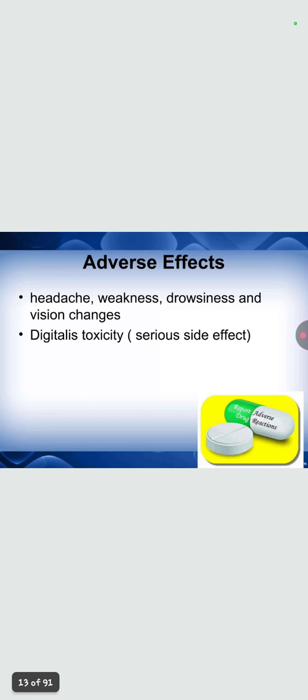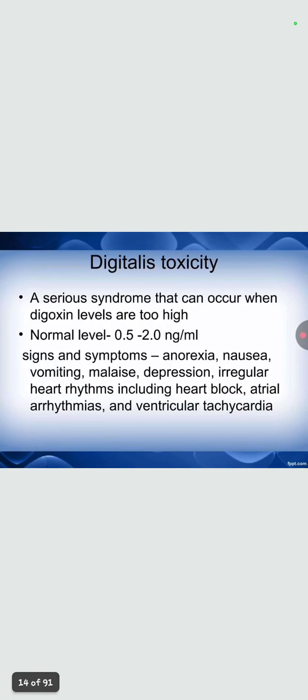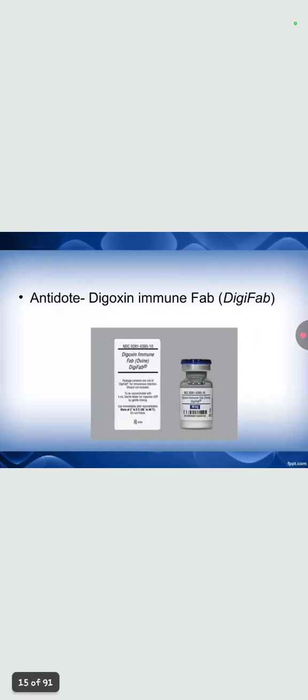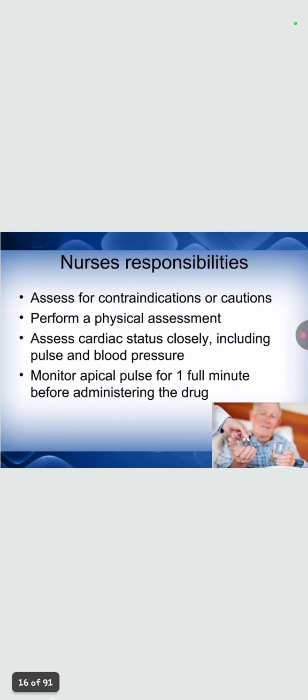Adverse effects include headache, weakness, drowsiness and vision changes. Digitalis toxicity is a serious side effect. Digitalis toxicity is a serious syndrome that occurs when the digoxin level is too high. Normal level is 0.5 to 2 nanogram per ml. Signs and symptoms are anorexia, nausea, vomiting, malaise, depression, irregular heart rhythms, including heart block, atrial arrhythmias, and ventricular tachycardias. Antidote is digoxin immune Fab.